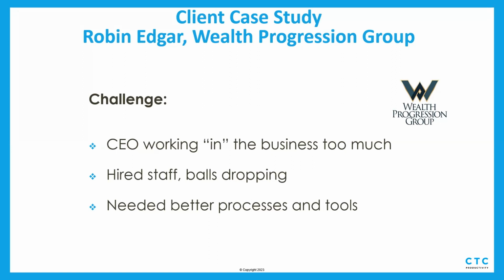This one is about a wealth management group. The challenge they were having is the CEO was working too much in the business, not really on the business, looking more strategically at how to run the organization. They had hired a number of staff, but more balls were dropping when you have more players. It's almost like having too many cooks in the kitchen. It can get really confusing unless everybody understands their roles and they have the right tools. Ultimately, they really needed better processes and tools. So that was their challenge.